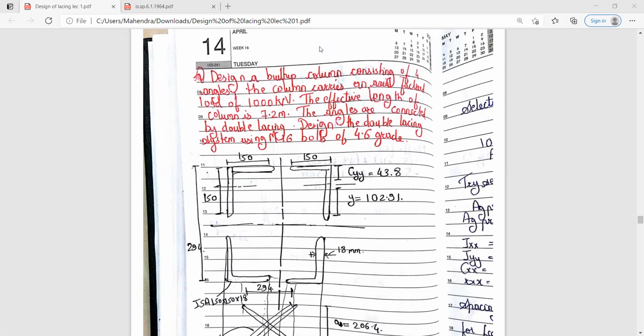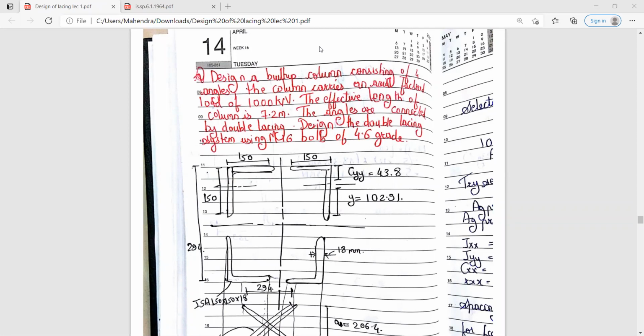Design a built-up column consisting of four angles. The column carries an axial factored load of 1000 kilonewton. Here the factored load is given to you, that is 1000 kilonewton, and the effective length of the column is given to you, that is 7.2 meter, and the angles are connected by a double lacing system. They have told you to design the double lacing system using M16 bolts of 4.6 grade. They have given you the diameter of the bolt as 16 mm and the 4.6 grade.